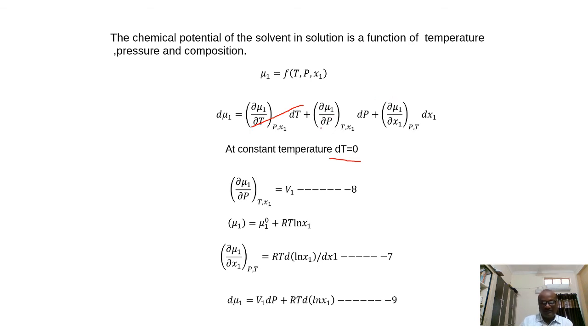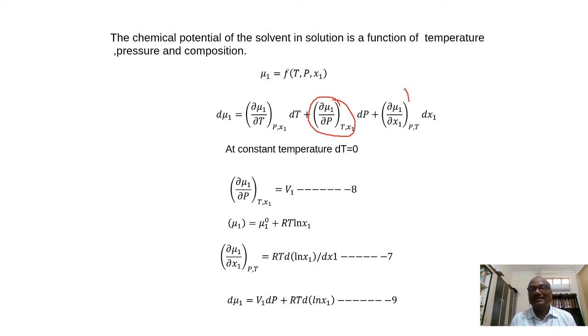Now we have only two terms. The first is d mu1 by dP at constant temperature and x1, into dP, plus the second, d mu1 by dx1 at constant pressure and temperature, into dx1. The value of d mu1 by dP at constant temperature and x1 is equal to V1. This we know from thermodynamics. V1 is nothing but the volume of the solvent.